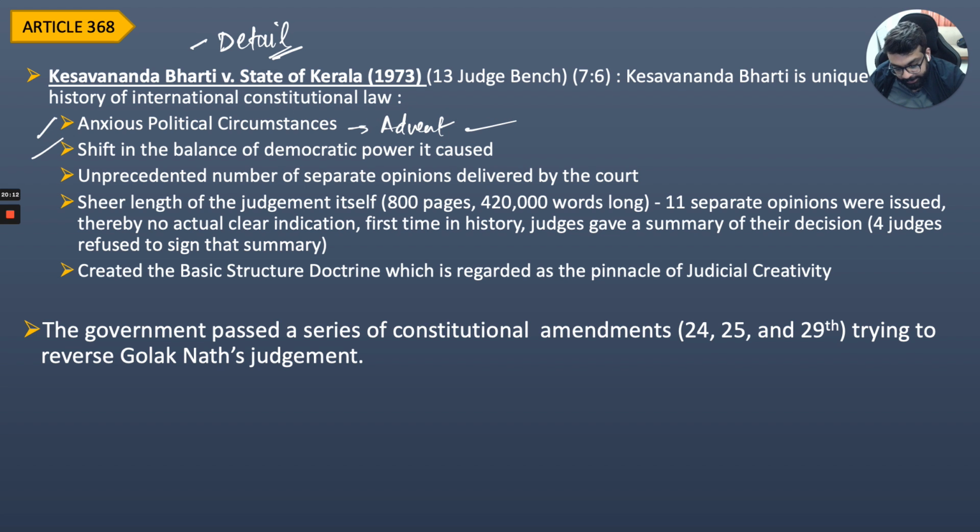Second, it caused a shift in the balance of the democratic power, wherein we restricted the powers of the parliament to how much they could amend the constitution. Third, by the sheer length of the judgment and the diversity of it, all of the 13 judges gave separate opinions, and that became an unheard of story as far as the Indian judiciary was concerned. Usually, what used to happen was judges who broadly agreed on the same terms gave a common judgment, and judges who did not gave a dissenting judgment.